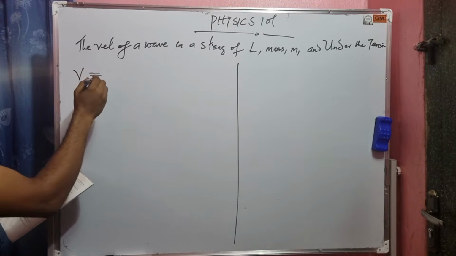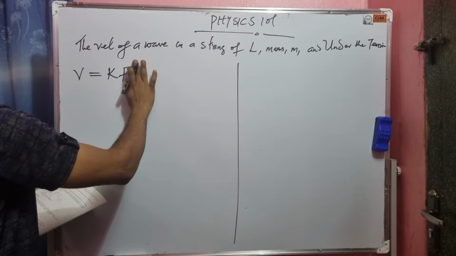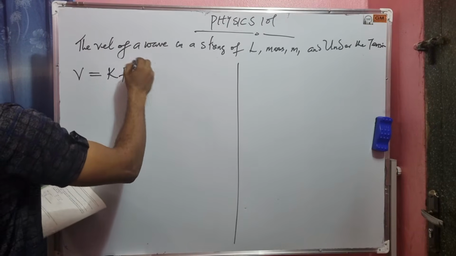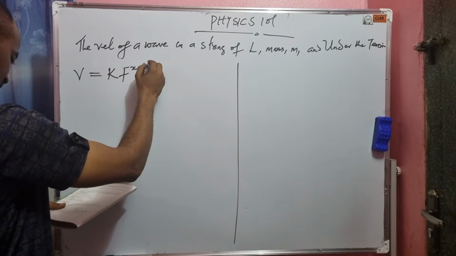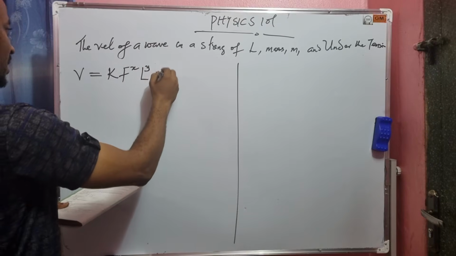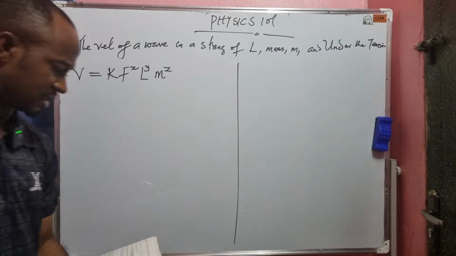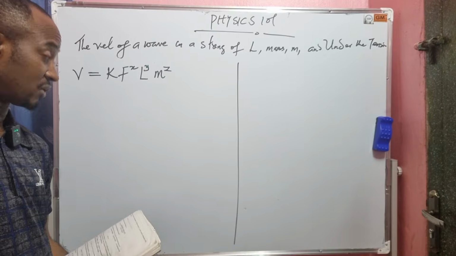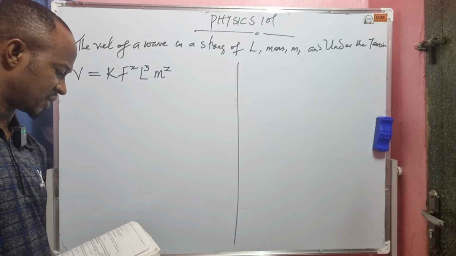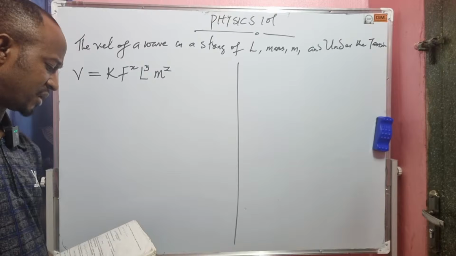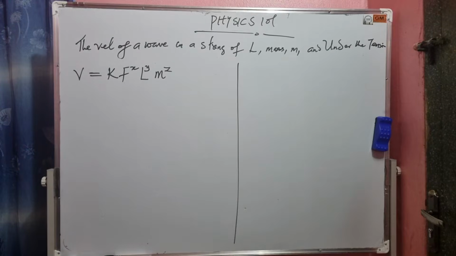V equals K F raised to the power X, L raised to the power Y, M to the power of Z. Then the question says where X, Y, and Z are constants, find the value of X, Y, and Z, and also the dimension of K.